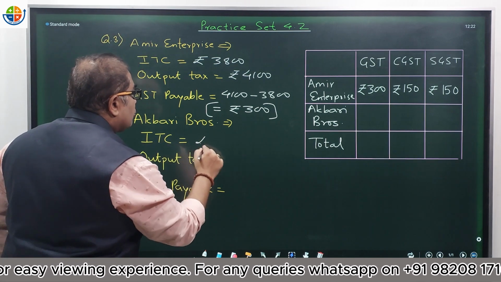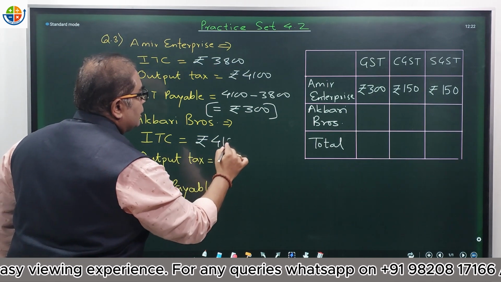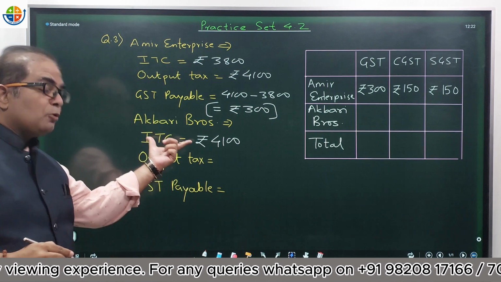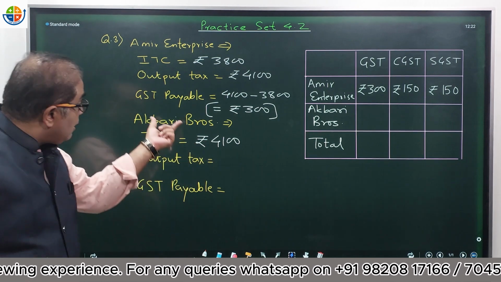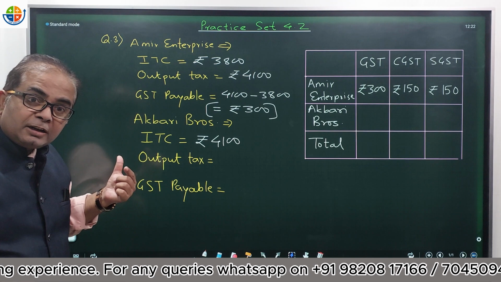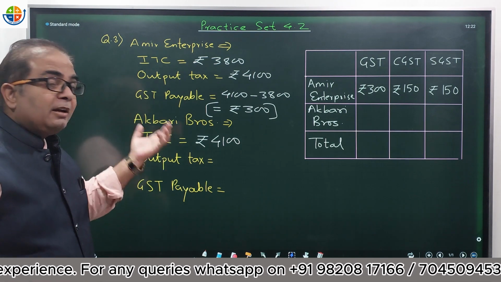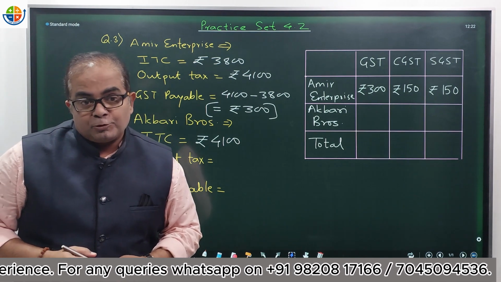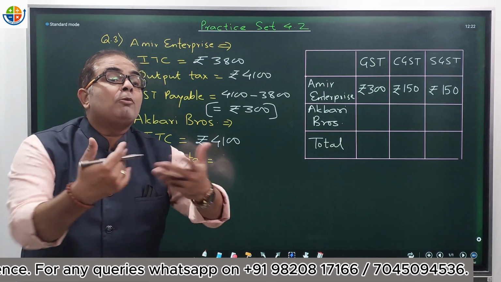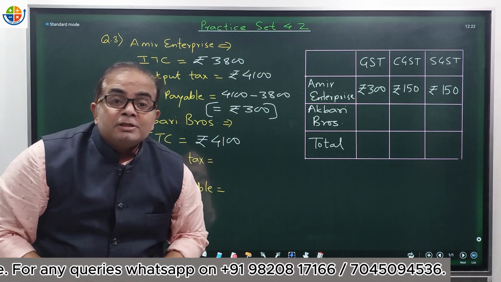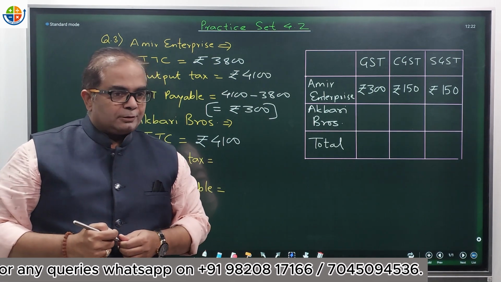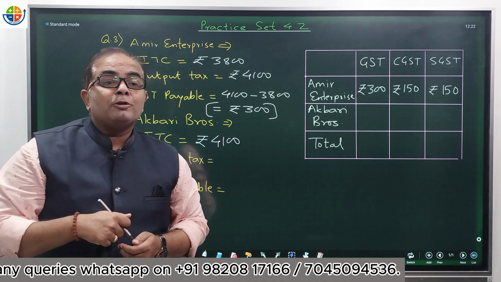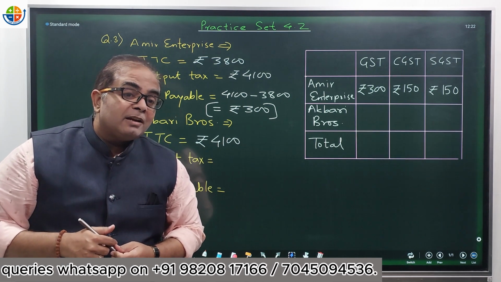So it is rupees 4,100. This is the input tax credit for Akbari Brothers. Correct? Now Akbari Brothers ने GST कलेक्ट किया किससे? तो उसने किसको बॉटल बेचा? उसने बॉटल बेचा है मयंक फूड कॉर्नर. करेक्ट? एंड मयंक फूड कॉर्नर से उसने कितना जीएसटी कलेक्ट किया?